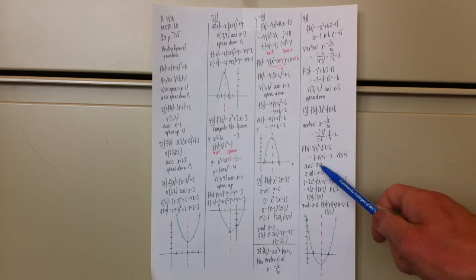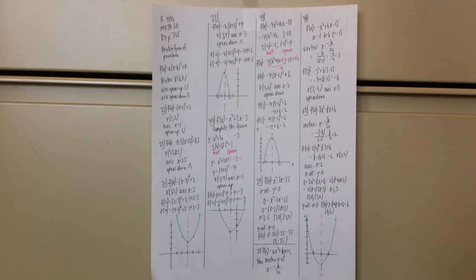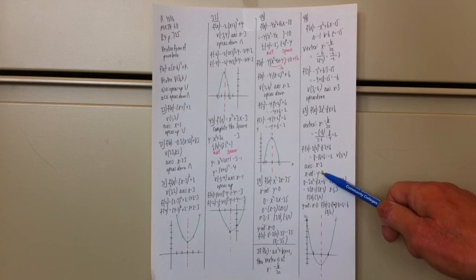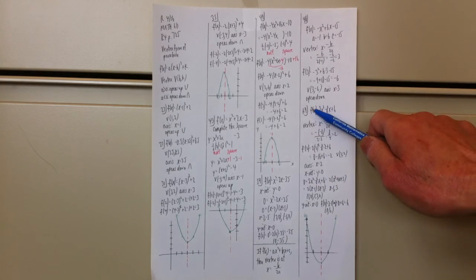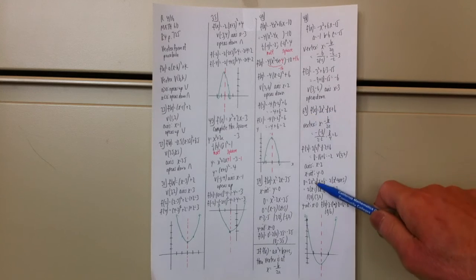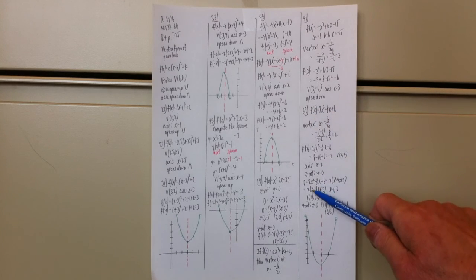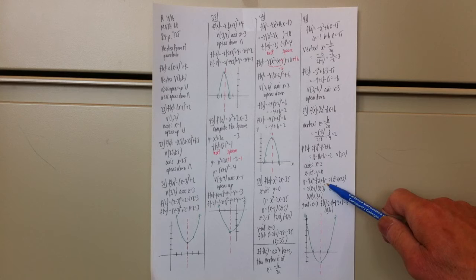The axis of symmetry is x equals 2. And then it asks you to find the intercepts. So x-intercept means y equals 0. So I put 0 right here. Again, you can pretend that's y. So 0 is equal to the right-hand side, 2x squared minus 8x plus 6.